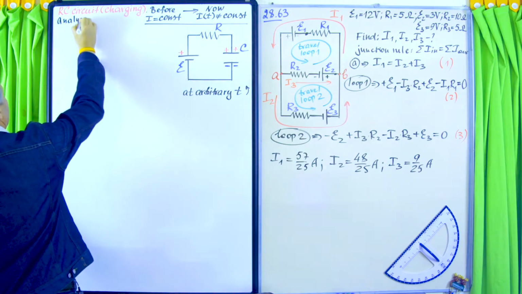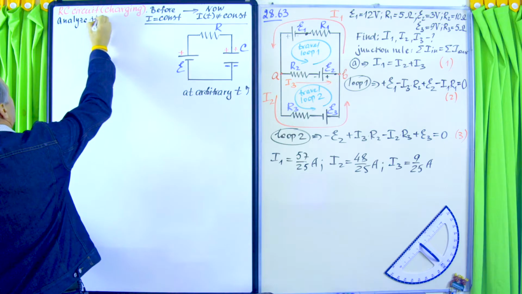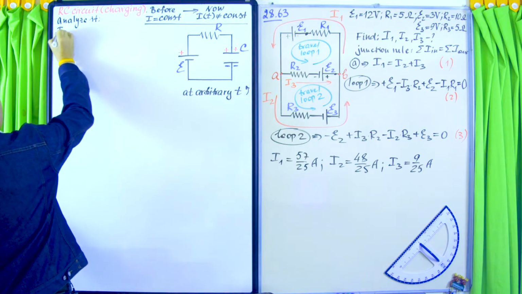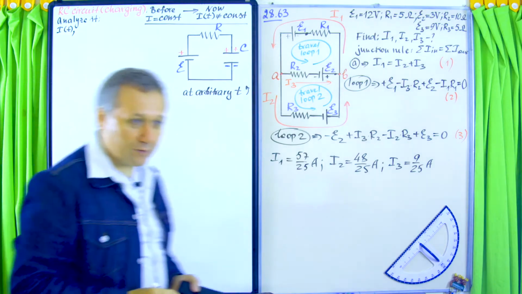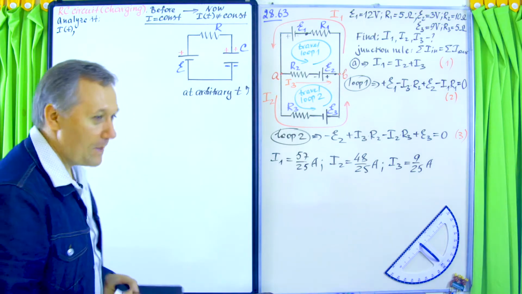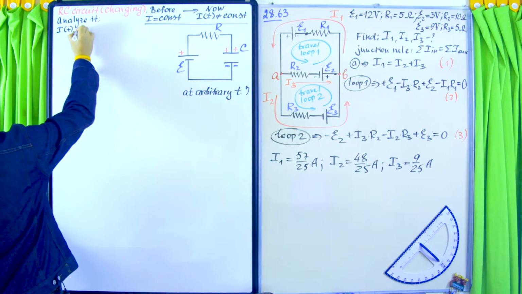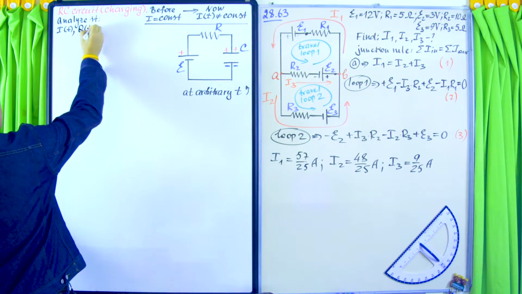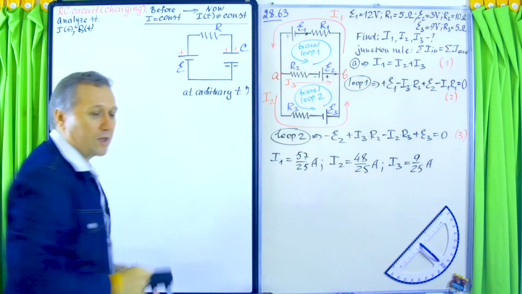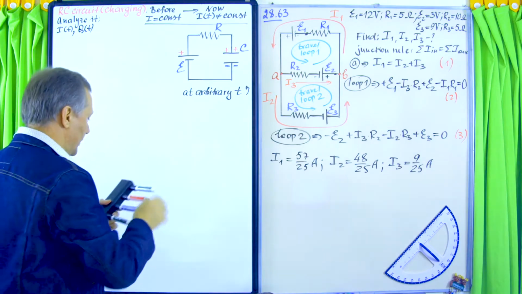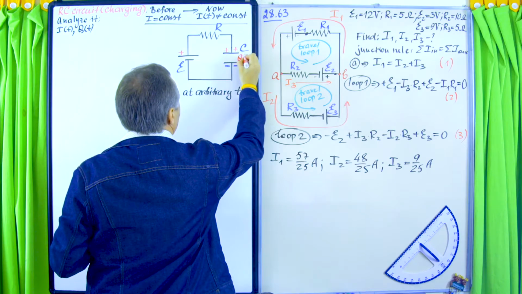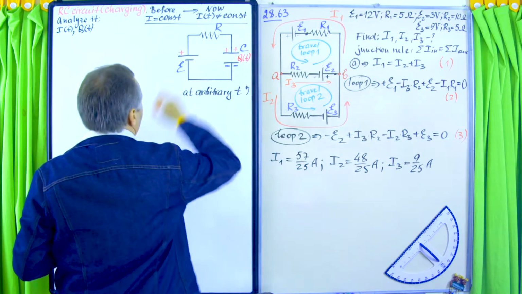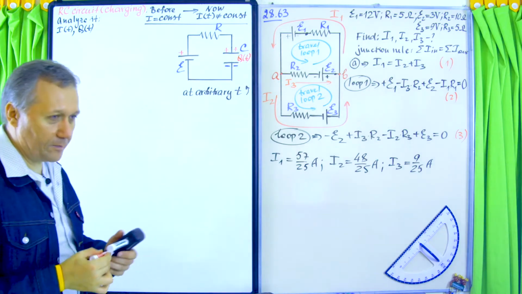Yeah, let me analyze it. And what does it mean? We need to find how current changes in time, and it will be a function of time. Then how charge in the capacitor changes in time. You know what? Let me write that charge over here, Q, as a function of time. Current, okay, I will show in a second.